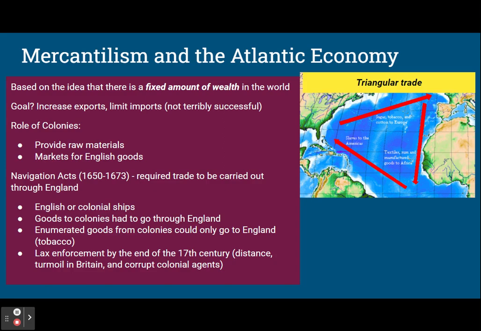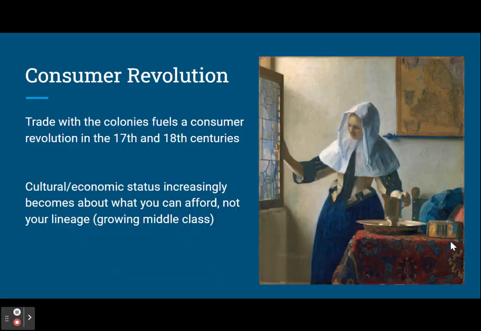And ultimately, this is going to cause problems later on when the English do attempt to enforce these more tightly in the late 18th century. One other effect of this Atlantic economy on Europe, on Britain in particular, was this consumer revolution. So, trade with the colonies is going to fuel what we would call a consumer revolution of the 17th and 18th century. Essentially, people had more stuff.